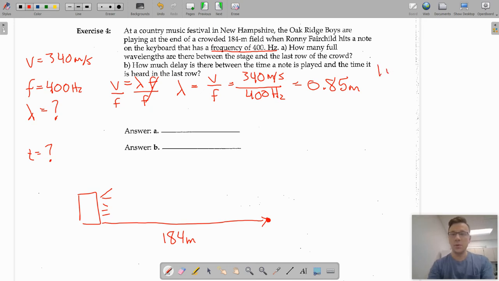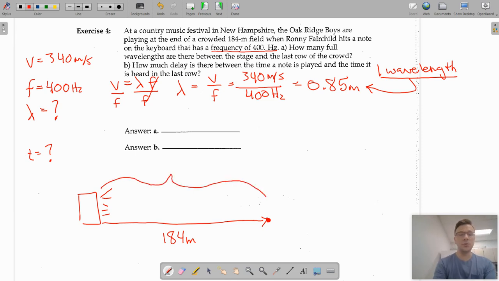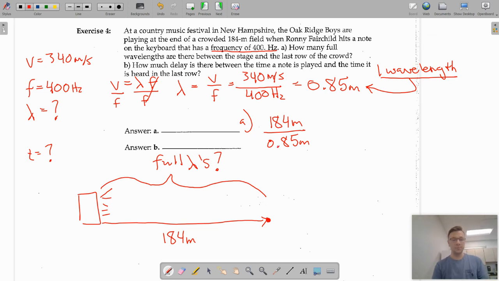This is one wavelength. What this question asked us for is how many full wavelengths are there from the stage to the end? Right? So there's 184 meters. So what we'll do here is we'll take 184. So this is part A. 184 meters divided by 0.85 meters because that's the length of one wavelength. And that's going to give us 216.47. So since it asked for full wavelengths, it's just 216 wavelengths. Okay, 216 wavelengths.